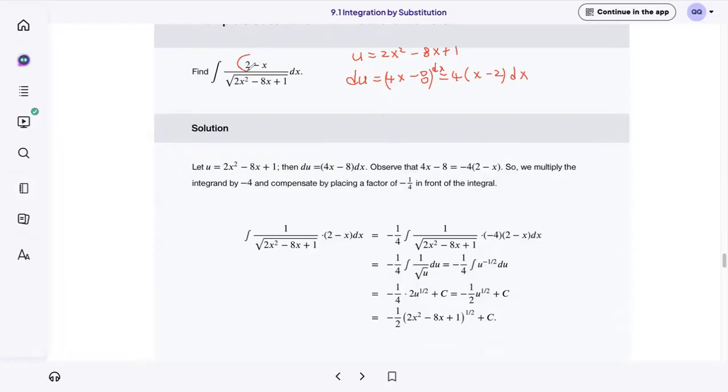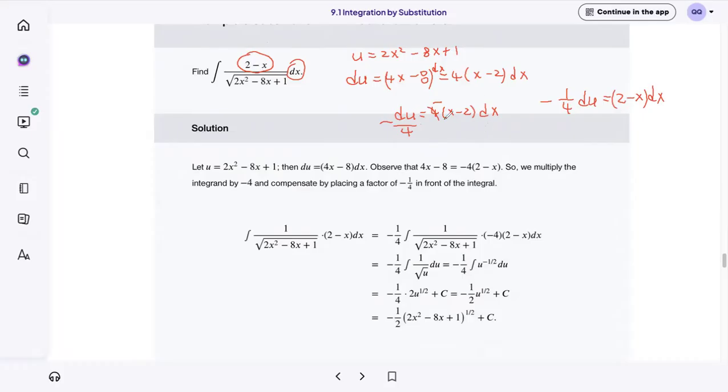Now we compare with what we have. Inside, we don't have x minus 2. We have 2 minus x dx. So du equals 4 times x minus 2 dx. So what do we do? First, we divide by 4 on both sides. Then we multiply by a negative sign on both sides. So negative 1/4 of du equals 2 minus x dx. Because we see 2 minus x dx is in the integrand, so we need to manufacture that.